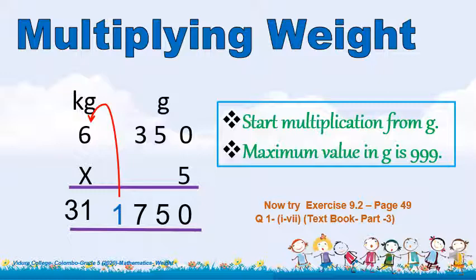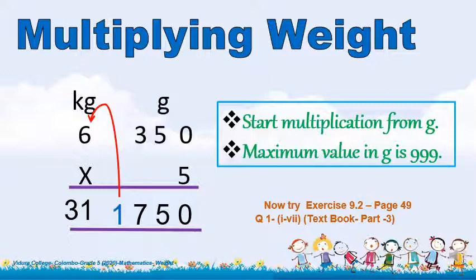350. 0 is in the unit column. So 5 times 0 is 0. Then 5 times 5, you have 25. So keep 5 here in the grams column, tens part, and then take the remaining 2 to the hundreds side, that means to the 3. Then multiply 5 and 3. 5 times 3 is 15. Add that 2. Then you get 17 as your answer.